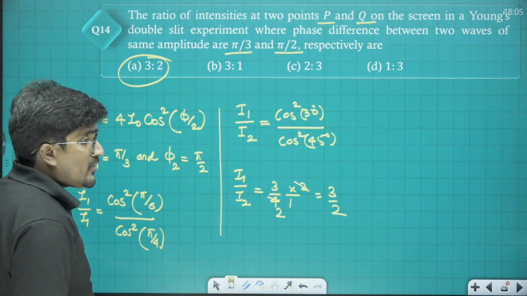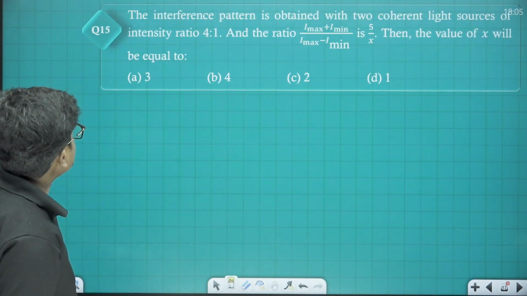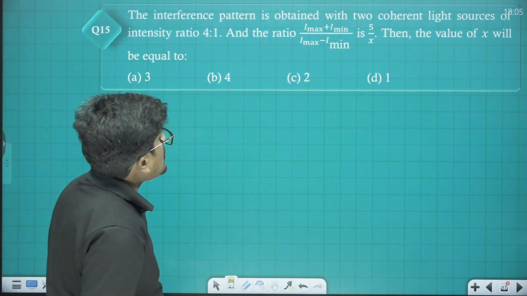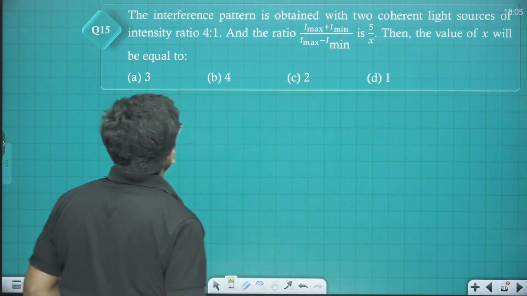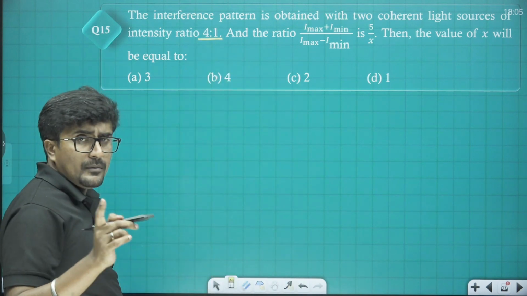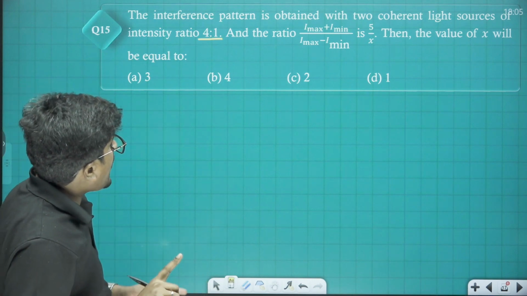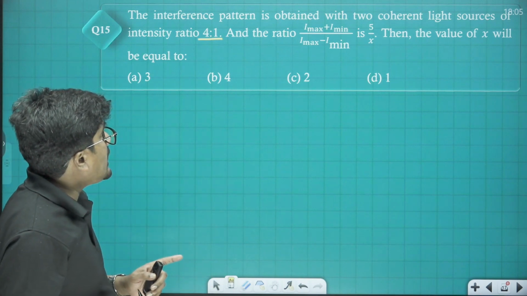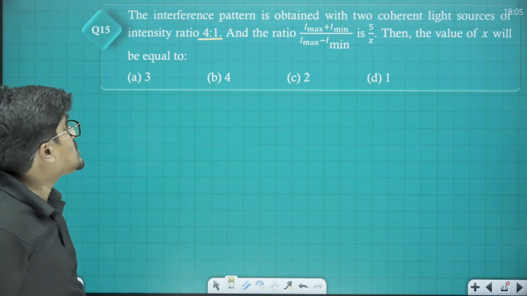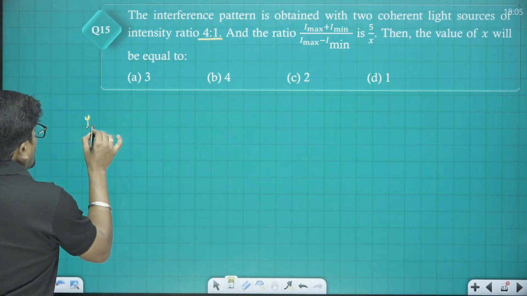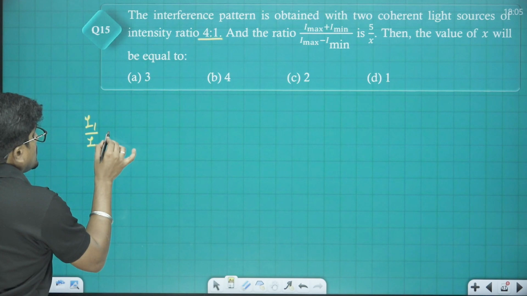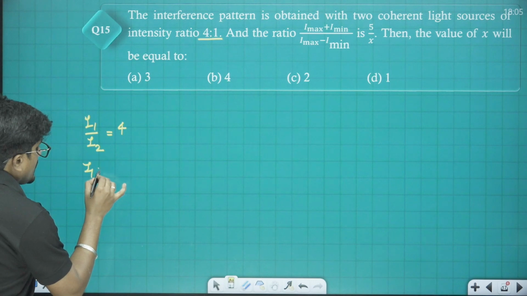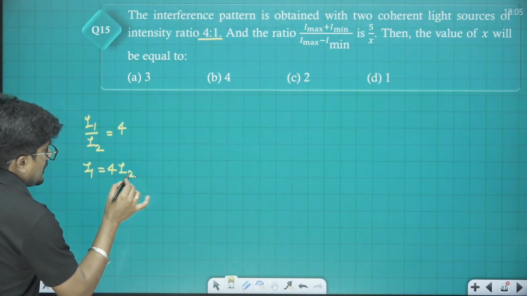All right, moving to the next, that is question number 15. The question says, the interference pattern is obtained with two coherent light sources of intensity ratio 4:1, and the ratio of I max plus I minimum upon I max minus I minimum is 5 by x. What is the value of x? That's the question. So the question says I1 by I2 is equal to 4, that means I1 is equal to 4 times I2.